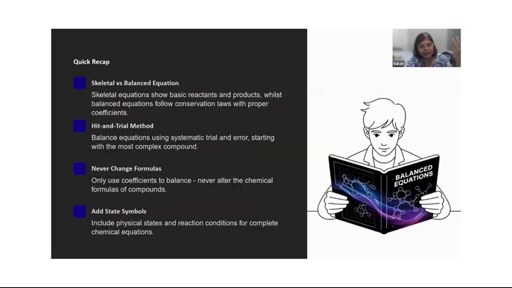Now let us do a quick recap. We are coming towards the end of the topic. Firstly, you write the skeletal equation. The skeletal equation shows us the basic reactants and products, but a balanced chemical equation follows the law of conservation of mass, with proper coefficients. Next, this is a hit and trial method. You start with the most complex compound or the compound that has the maximum number of atoms. Next, you never change the formulas. You can only put coefficients. Last step, you add the state symbol: solid, liquid, gaseous, or aqueous, right?